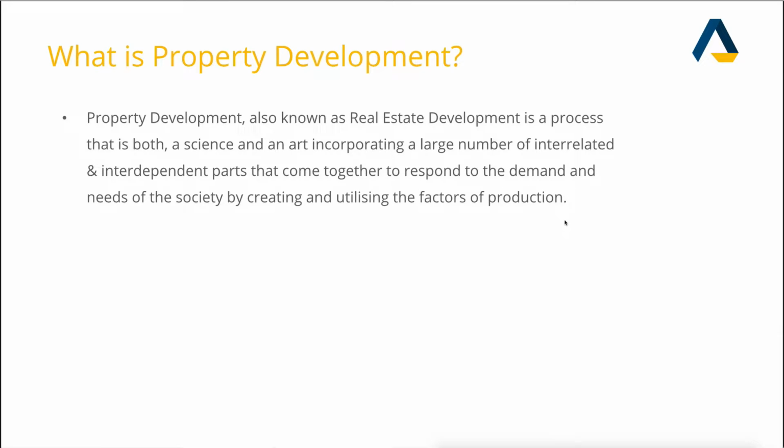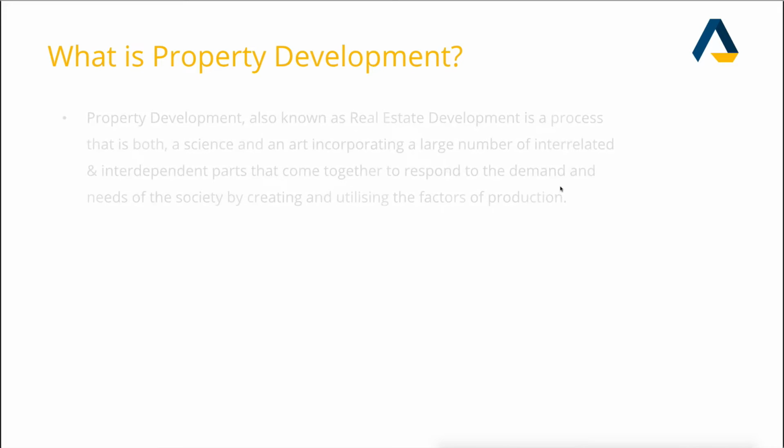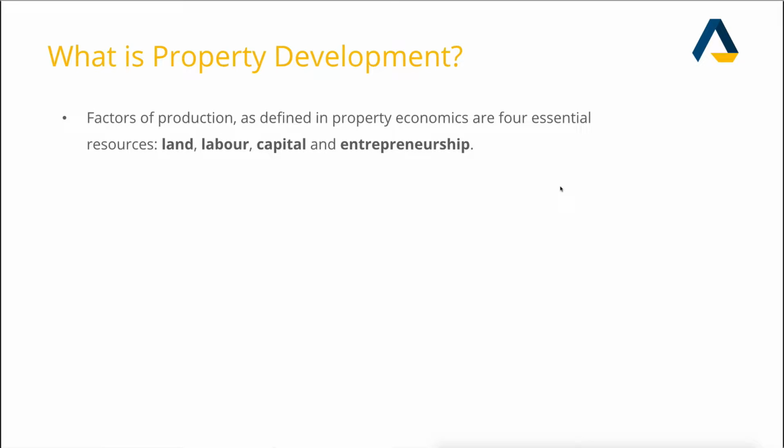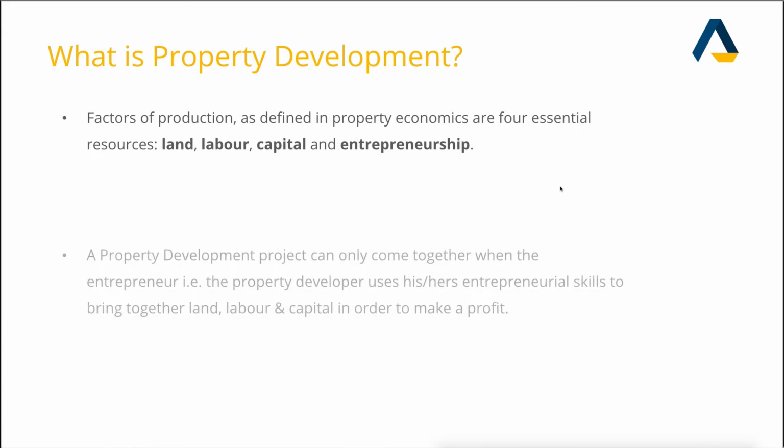This is the only technical, or let's just say economic, term that needs to be considered when trying to figure out what exactly property development is. So what are factors of production? Factors of production are basically defined, as per property economics, as four essential resources: land, labor, capital, and entrepreneurship. A property development project can only come together when the entrepreneur, that is the property developer, uses his or her entrepreneurial skills to bring together land, labor, and capital in order to make a profit. That's what entrepreneurship is.